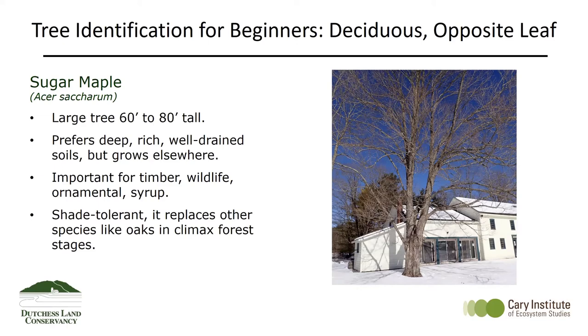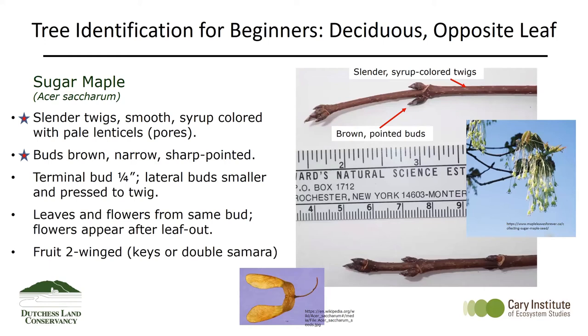Sugar maple, like many of the maples, is very shade tolerant, and it eventually will replace other species like oaks in a climax forest as those other species get shaded out. Up close, it's easy to recognize sugar maple by the slender twigs that are the same color as maple syrup. It has brown pointed buds. And the flowers come out after the leaves. So those are easy characteristics.